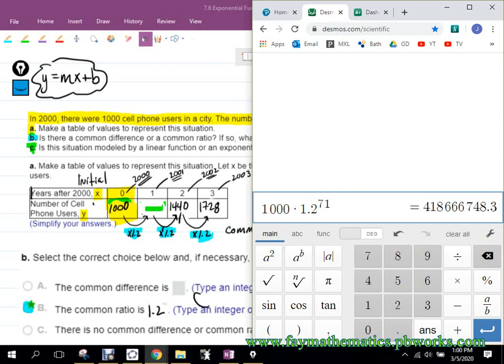Okay. Now, year 71, is that really legit? Is that something that we're going to do? Probably not, because with 71 years of technology, there's probably something that's going to change that's going to make people either use cell phones more or use them less, right?